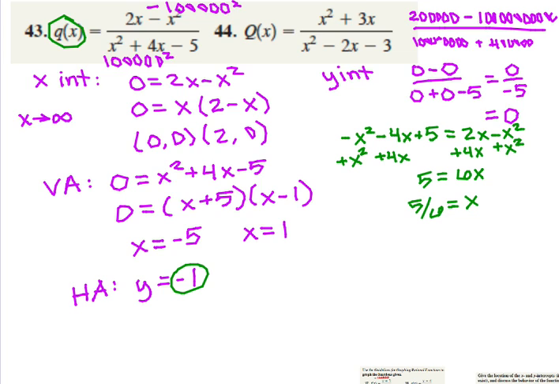Now you have all the information to graph. So when we go to look at this graph, you have x-intercepts at 0 and 2. We have vertical asymptotes at negative 5 and positive 1.